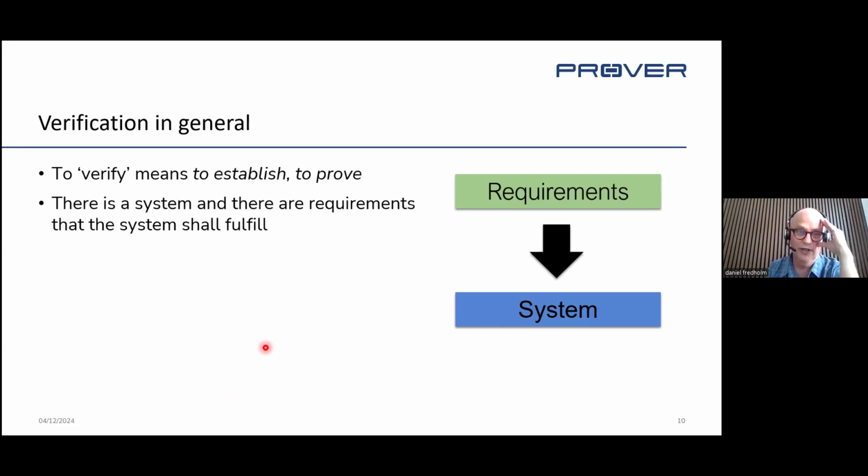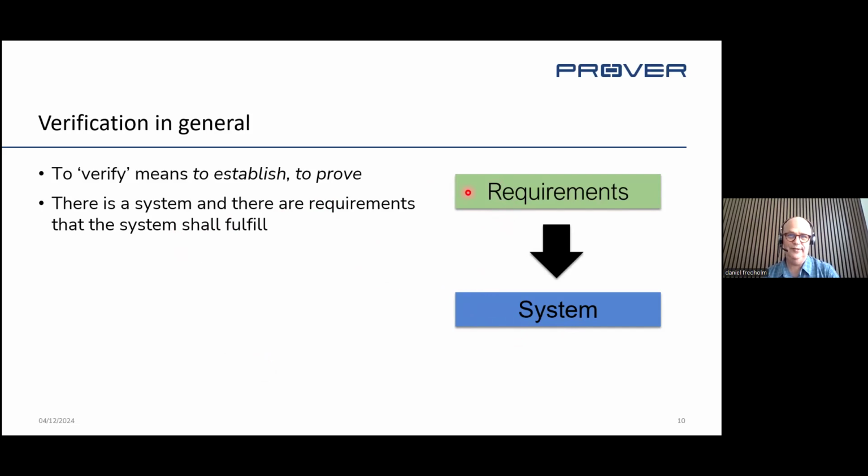Okay, so just to state the obvious. In general, verification means that we establish or prove something. And in this context, what we have is some kind of system with some form of requirements. And what we want to ensure is that this system actually satisfies these requirements.